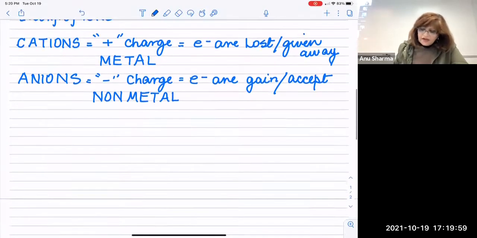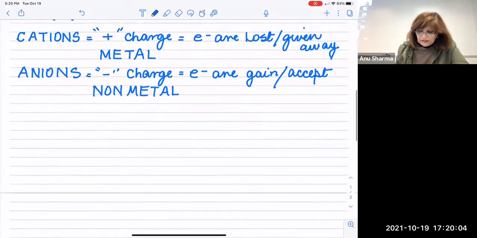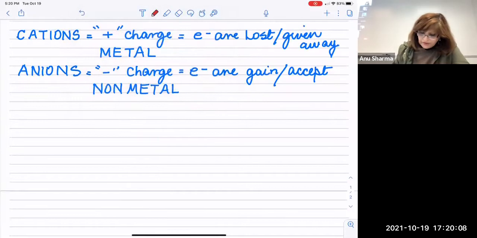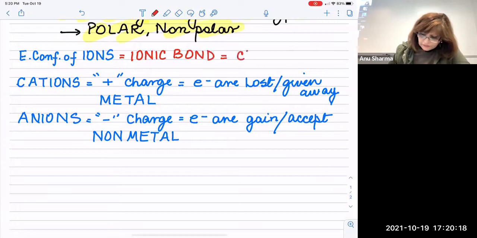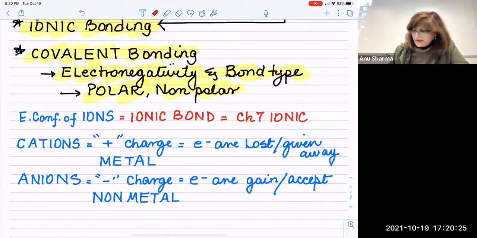Now first of all, let's look at the electronic configuration. And then I'm also going to include here ionic bonding. So let's look at configuration of ions, and we will also look at the ionic bonds. So this is from the next chapter. This is from your chapter 7. Okay, chapter 7, ionic bonding. So I don't have to repeat it again and again.